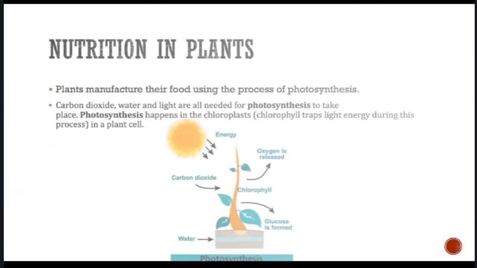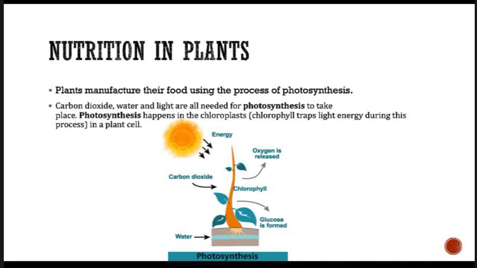Firstly, what is photosynthesis all about? So plants are known to be autotrophs. Auto means self and troph means the feeding level of an organism in a food chain, for example. So for photosynthesis to happen, we need carbon dioxide, water, light, as well as chlorophyll.